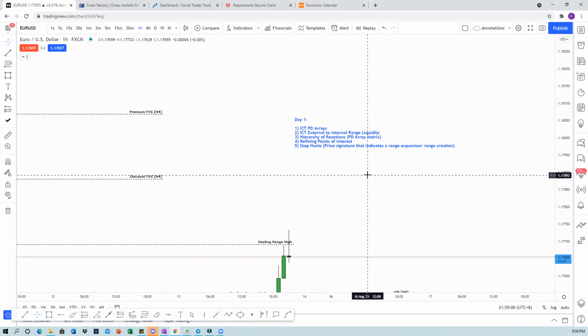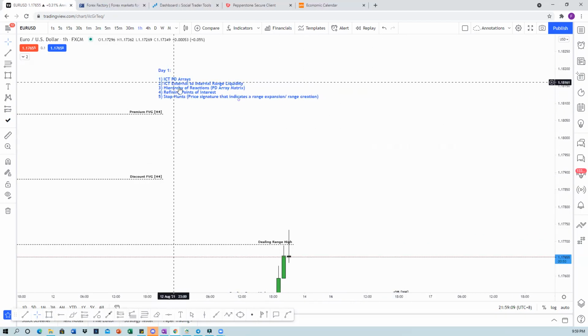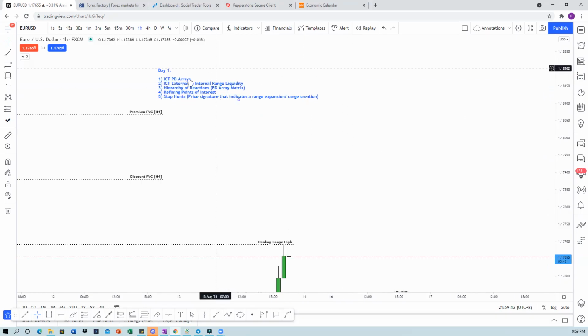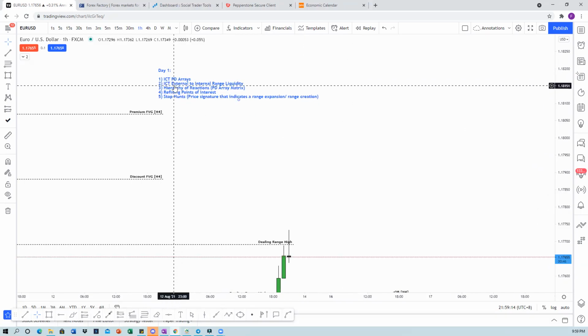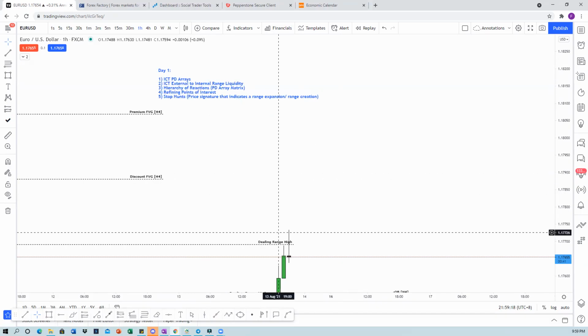ICT, external to internal range liquidity. I did skip that. When we speak about algorithmic theory, I will debunk this and tell you exactly why it's not external to internal range, but it's actually something else, and it's the reason why he calls it this way. I will talk about that maybe in 2 weeks from now, because next week we have enough work to do with the other models.